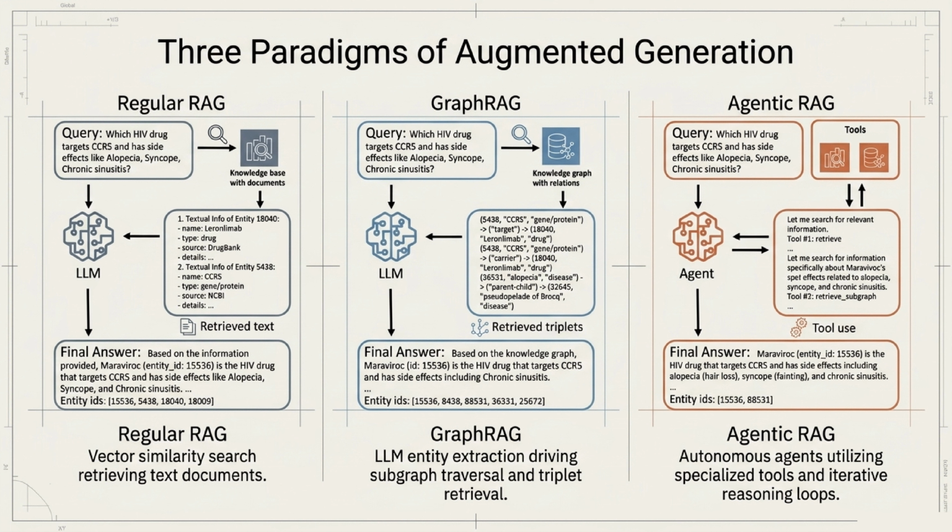To solve this, we looked at 3 distinct paradigms of augmented generation. First is regular RAG, which uses vector similarity search to retrieve text documents. Second is GraphRAG, which uses LLM entity extraction to drive subgraph traversals and retrieve data triplets. And third is Agentic RAG, where autonomous agents utilize specialized tools and iterative reasoning loops to find the answer.